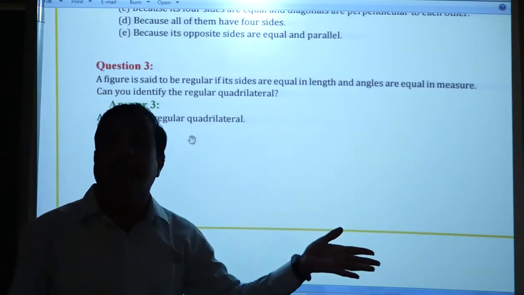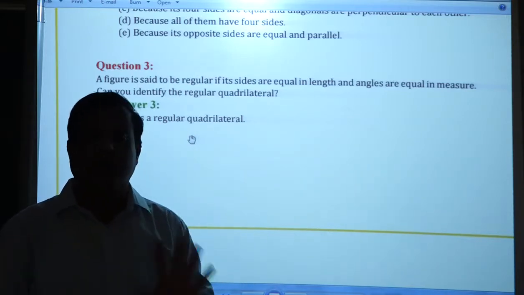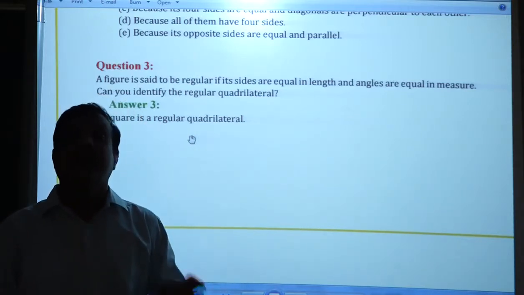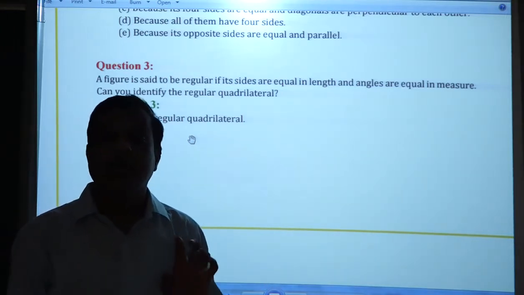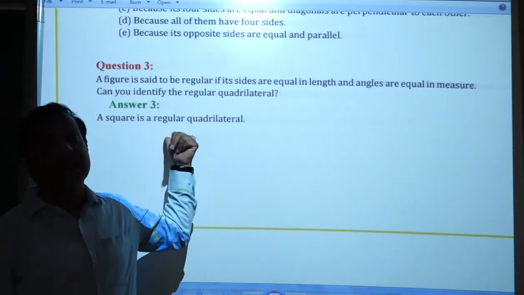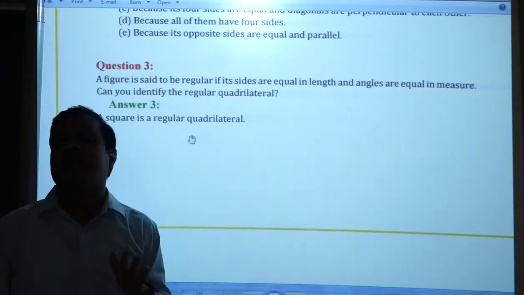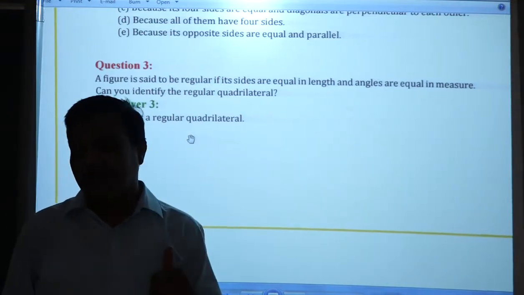The remaining quadrilaterals like rectangle, trapezium, parallelogram are not regular because their angles and sides are not all equal. Only the square has four equal sides and four equal angles. So the square is a regular figure. Now next we will see.